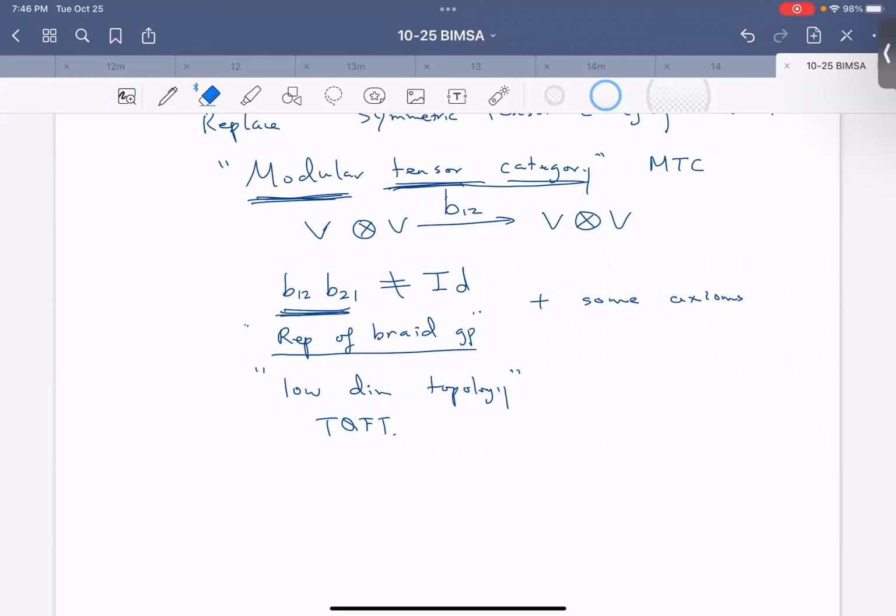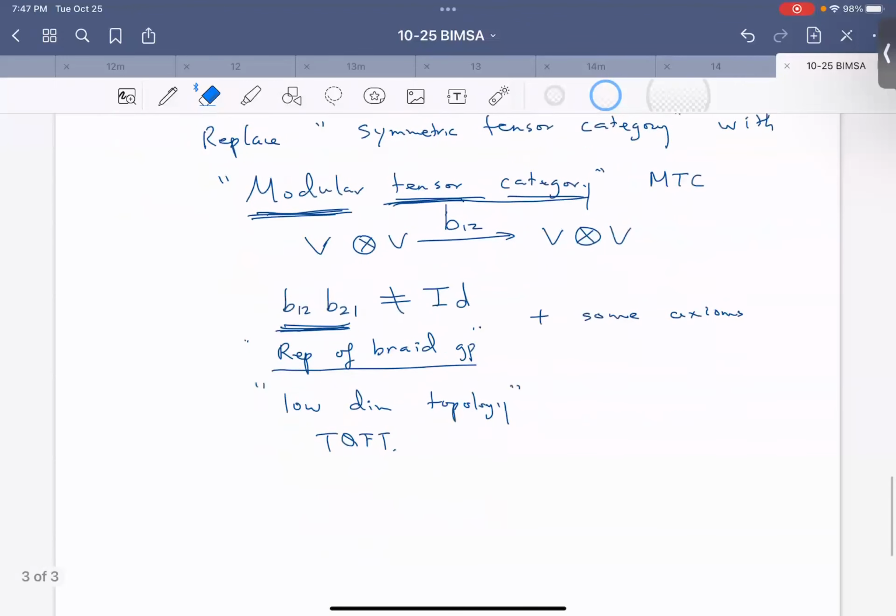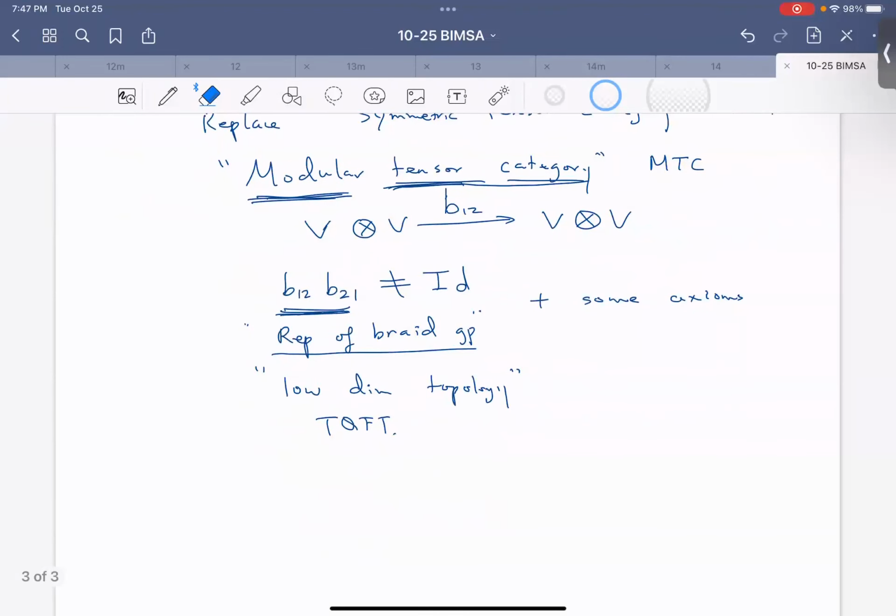Let me take a look at my time here. So this is a 1 hour talk, and I have already talked for almost 20 minutes. So yeah, so I think I will, let's see, how do we do this? So I have said that you replace symmetric tensor category with modular tensor category. So what to replace?